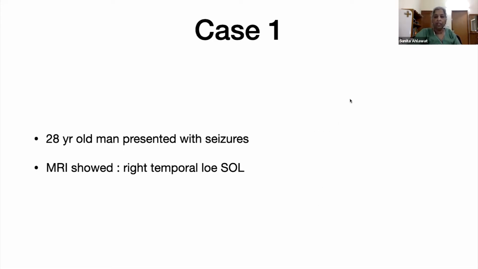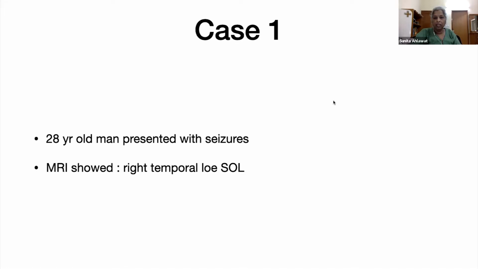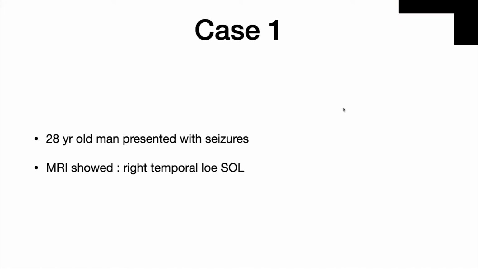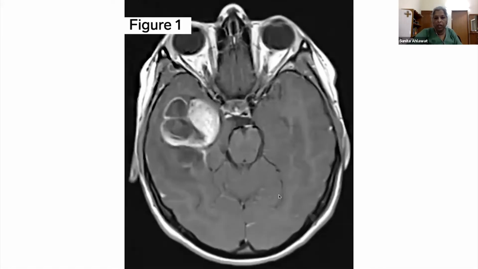So this is the first case. This was a 28-year-old man who presented with seizures. He had his first seizure 6 months back. After that, since he was symptomless and responded to the anti-epileptic drugs, he didn't do anything. But then he had another seizure, following which an MRI was done, and his right temporal lobe showed an SOL.